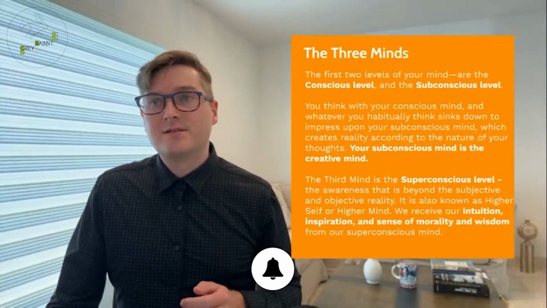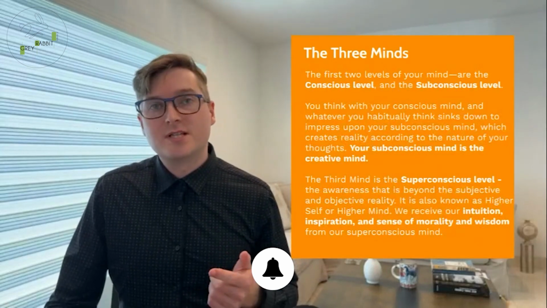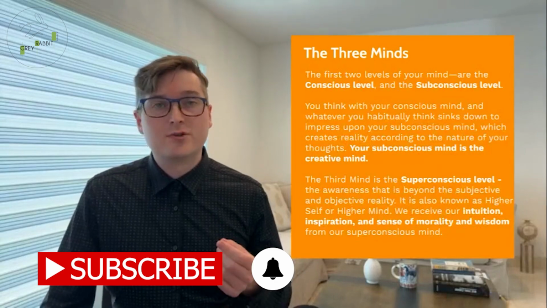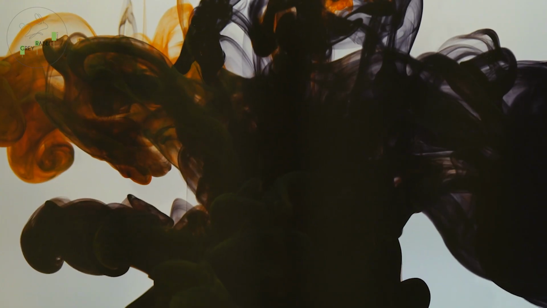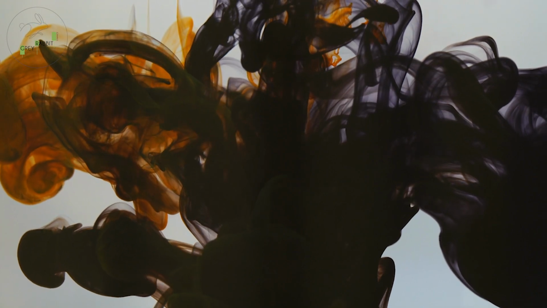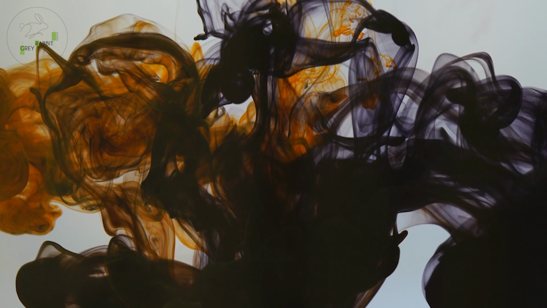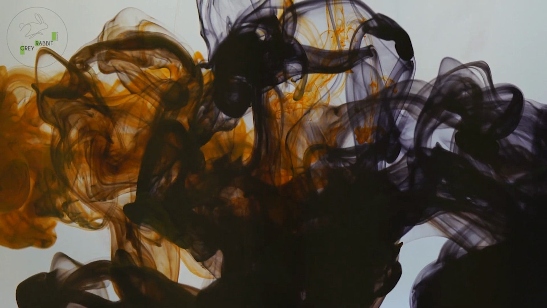The three minds. The first two levels of your mind are the conscious level and the subconscious level. You think with your conscious mind, and whatever you habitually think sinks down to impress upon your subconscious mind, which creates reality according to the nature of your thoughts. Your subconscious mind is the creative mind.